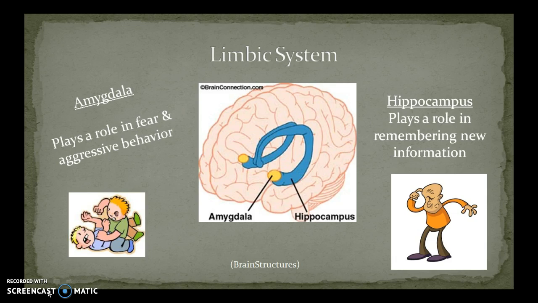Buried deep in the cerebrum is the limbic system, sometimes called the emotional brain. The parts of it are the amygdala, which plays a role in fear and aggressive behavior, the hippocampus, which plays a role in remembering new information, and also part of the thalamus. The limbic system is thought to be evolutionarily old, like the cerebellum.